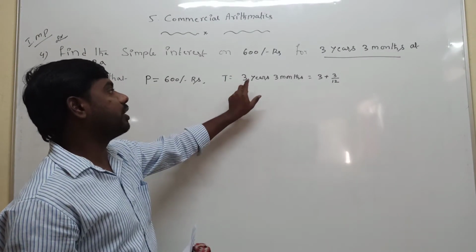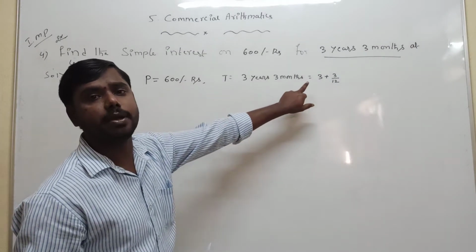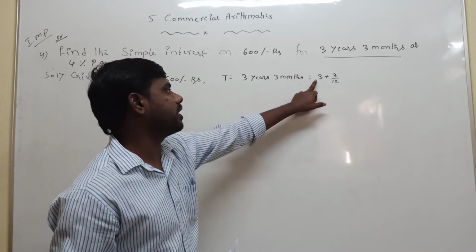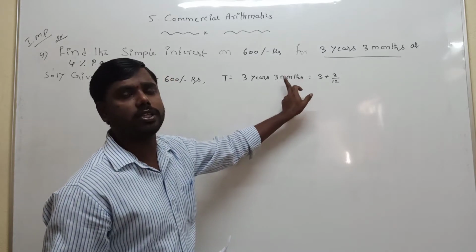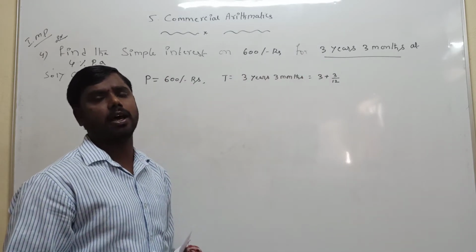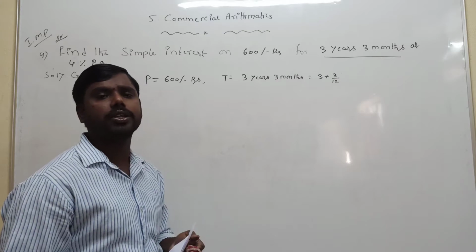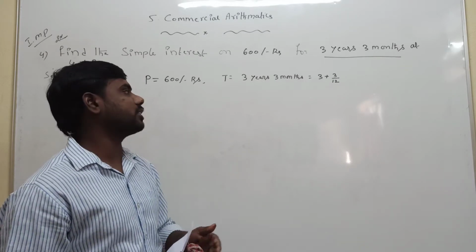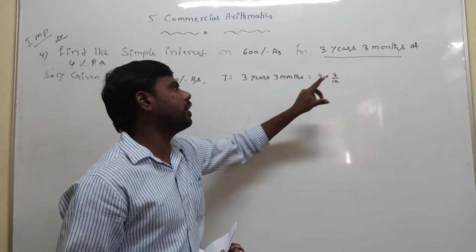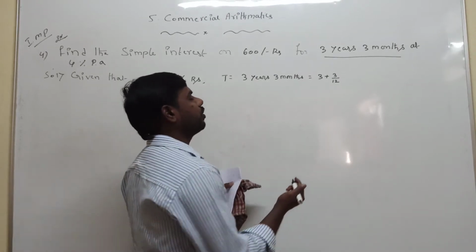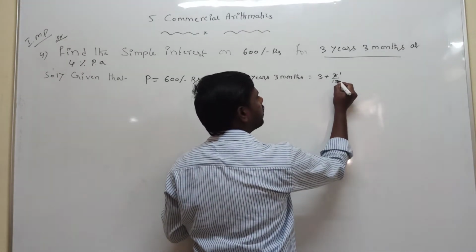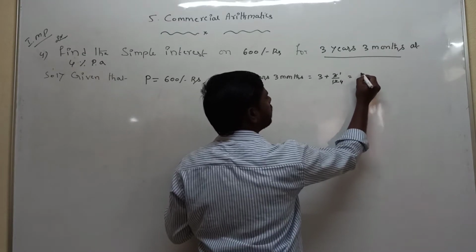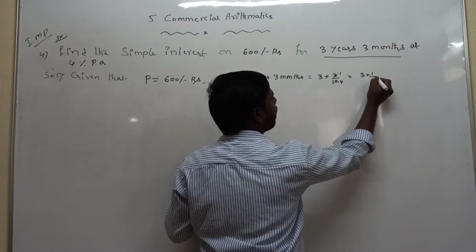But what have they already given? 3 years, 3 months. So we are adding this. 3 years means 3 plus 3 months. To convert 3 months to years, per year how many months are there? There are totally 12 months. That's why 3 months divided by 12 months. So now we do the cancellation: 3 ones are 3, 3 fours are 12. It's nothing but 3 plus 1 by 4.